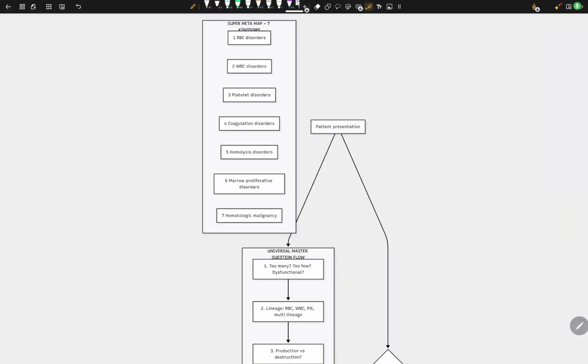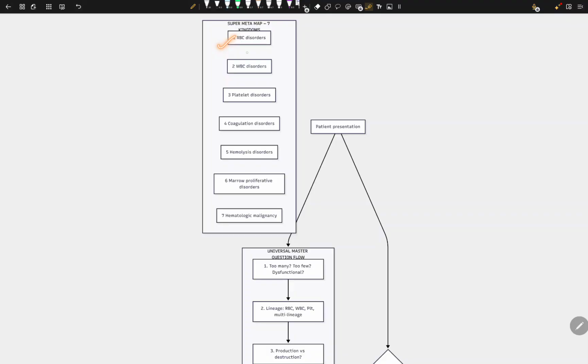Try to understand the whole heme and onco, right? So after this video you will have a very good idea about how to think when it comes to questions, when it comes to patients, in terms of heme and oncology, right? So there are 7 types of kingdoms here, right?